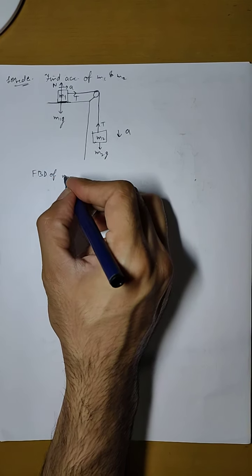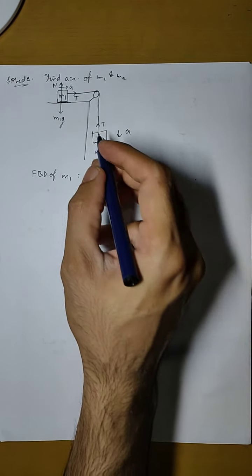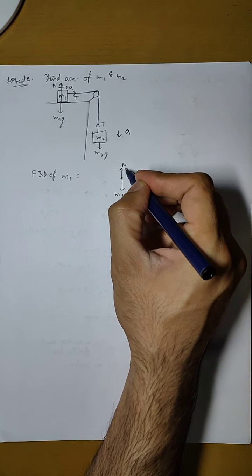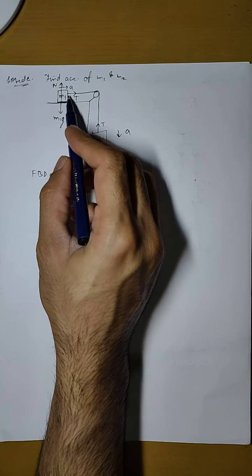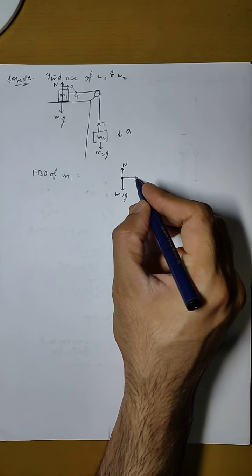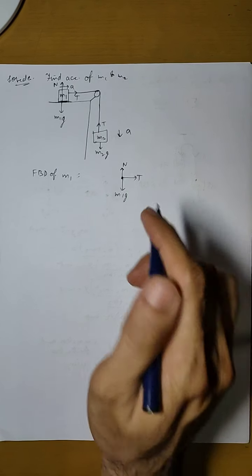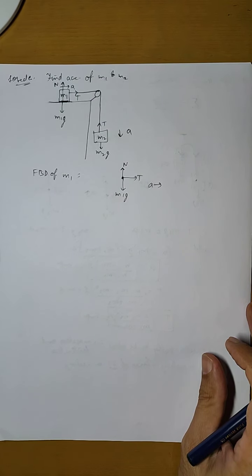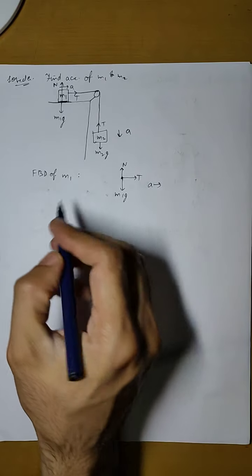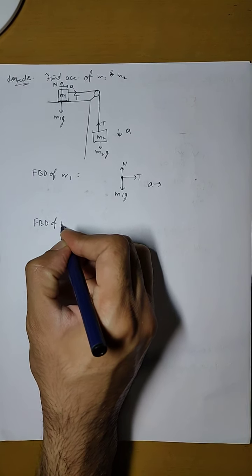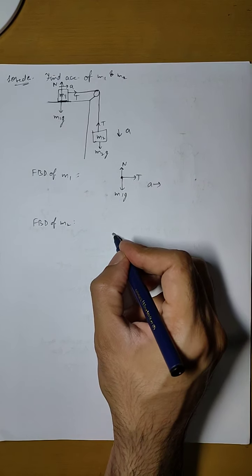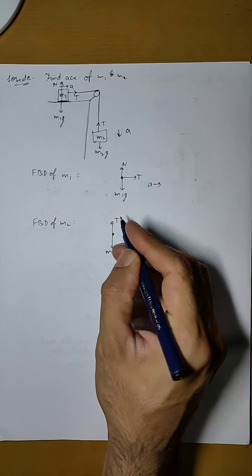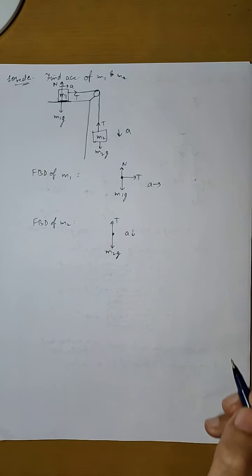Let us make the free body diagram of m1 first. For m1 there is m1g acting downward, and the reaction force in the upward direction is N. Now the only force that is remaining is T in this direction, and m1 is moving in this direction, so we'll write the direction of a, the acceleration. Similarly, we can make the free body diagram of m2. There is m2g in the downward direction, there is tension in the upward direction, and the body is moving downward, so the direction of acceleration is this.